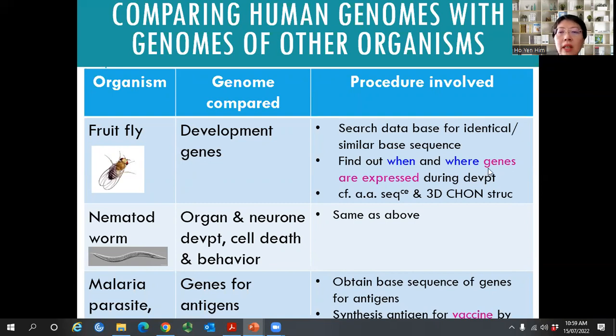Okay, so when the genes are being switched on, what is the protein that's being produced? What is the amino acid sequence of the protein? What is the three-dimensional structure of the protein? What is the function of the protein? So we can actually do research based on that one. Same as for nematode worm. And then for malaria parasite, what we want to find out is, what is the gene that codes for the antigen for the malaria? What is the base sequence? So that I can synthesize the antigen and use it as a vaccine against infection by malaria. So this is a very powerful tool.